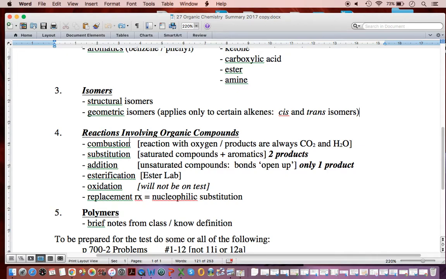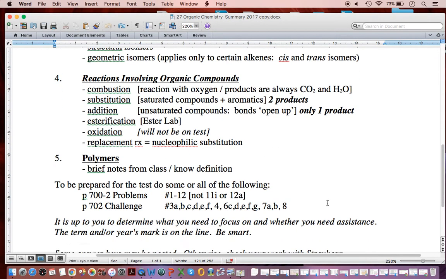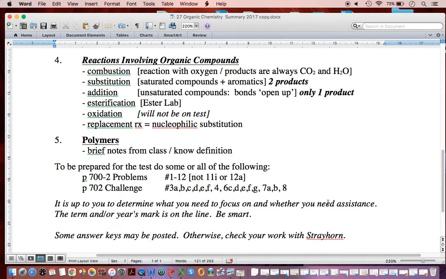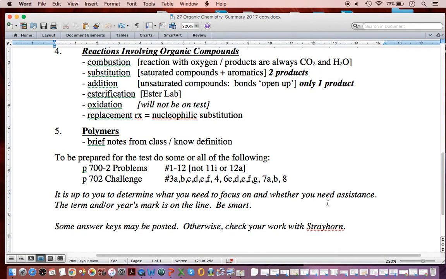Types of reactions we looked at were combustion and substitution, addition, esterification, which for sure you're going to have to know. Oxidation we're not going to worry about. And we have nucleophilic substitution. Talked briefly about polymers, and that pretty well wrapped up the section.